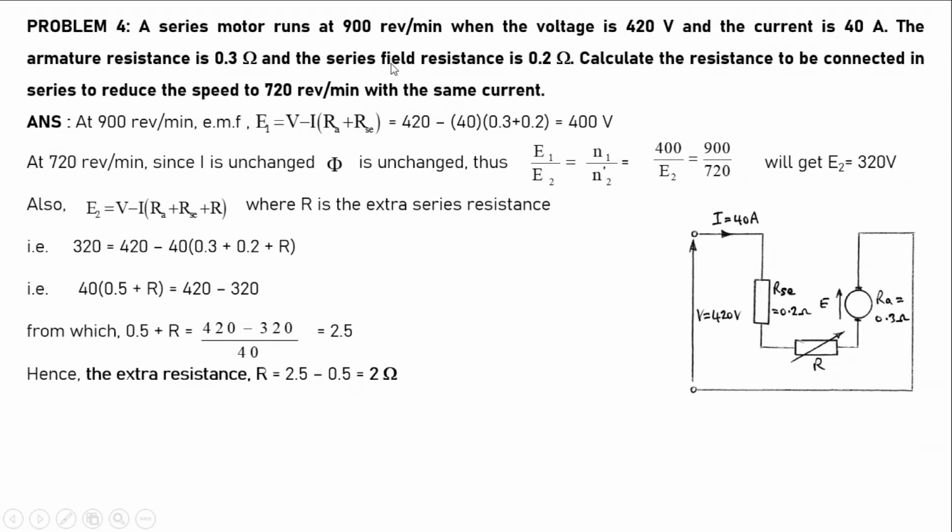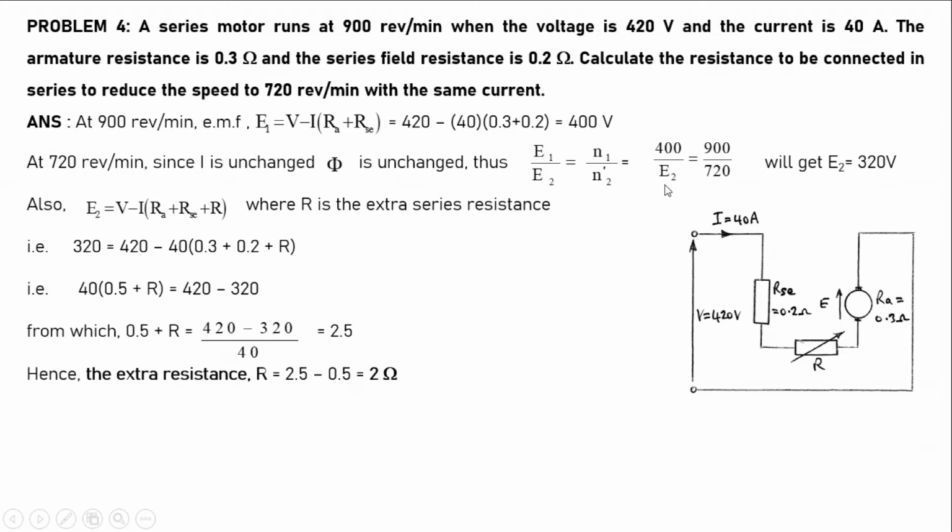They have not mentioned anything about the flux, so we can take the flux as constant. The flux phi1 and phi2 cancel each other, since flux is unchanged. So E1 by E2 is equal to N1 by N2.